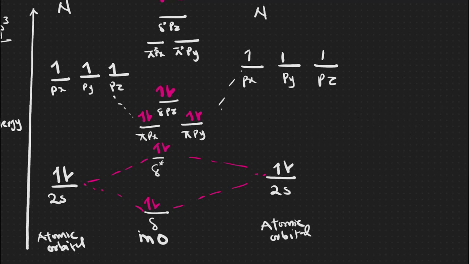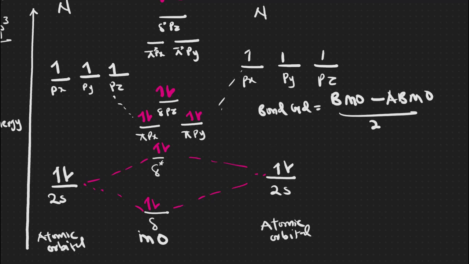So the next thing is to calculate the bond order of the nitrogen molecule, and bond order is given as bonding molecular orbital minus the anti-bonding molecular orbital divided by 2. So counting the electrons in the bonding molecular orbitals, we have 2, we have 4, we have 6, and we have 8. Remember that the bonding molecular orbitals don't have asterisks on them. They don't have a star, right? It's only the anti-bonding ones that have a star.